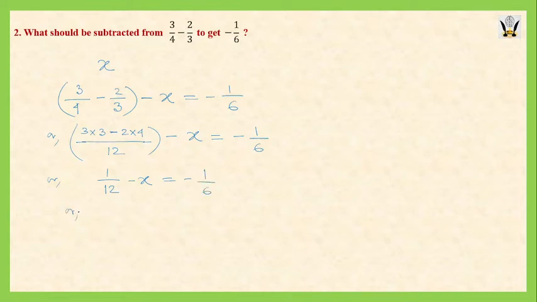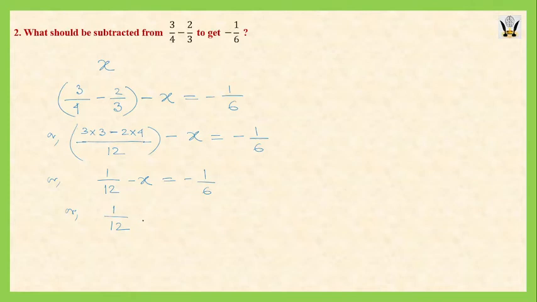We will further rearrange the terms of this equation. When this minus x goes to the other side of the equation, it will change sign. So minus x will become x on the right side of the equation, and on the right side we have minus 1 by 6. When it comes to the left side of the equation, it will again change sign. So the simplified form of this equation will be 1 by 12 as it is, as we have in the equation. So it will remain the same.